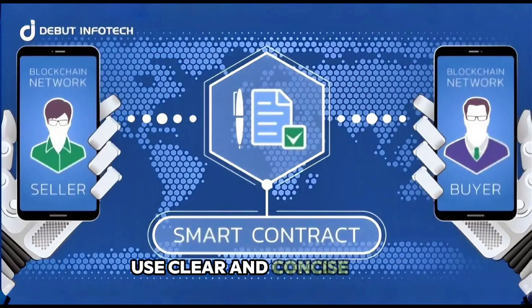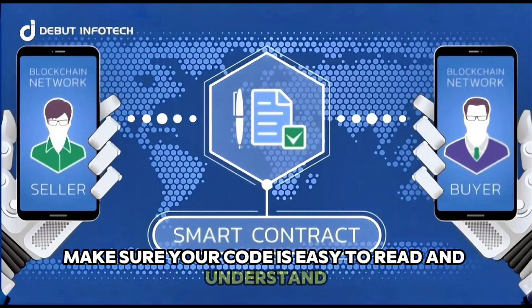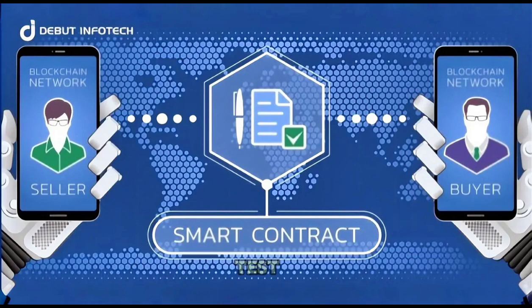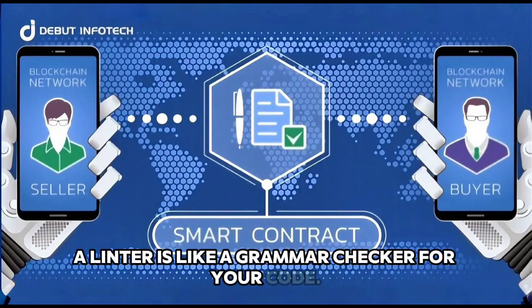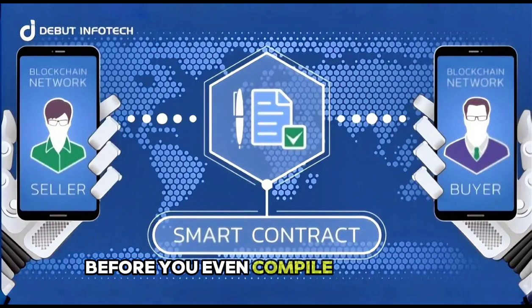Use clear and concise code. Make sure your code is easy to read and understand. Test, test, test. Write unit tests for each part of your code to make sure it works as expected. Use a linter. A linter is like a grammar checker for your code. It can help you catch potential problems before you even compile your code.